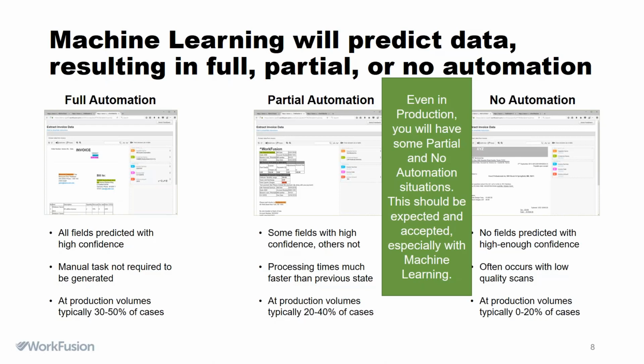But usually what you'll find is 30 to 50% are going to be fully automated in full production once you've seen enough data. 20 to 40% are maybe in this partial situation, and then you don't have too much in the no automation, maybe it's 0, 10, 20, depending on the use cases.